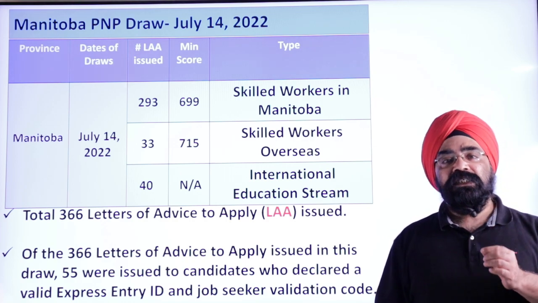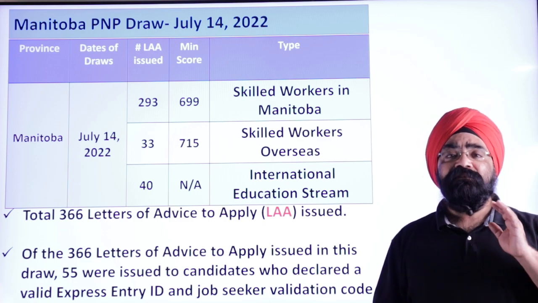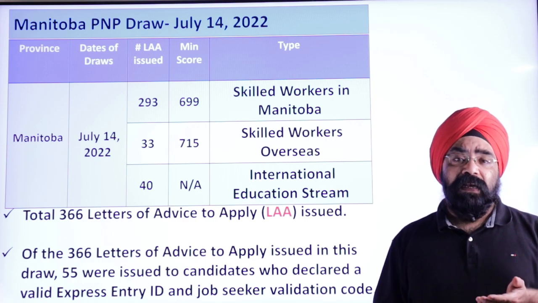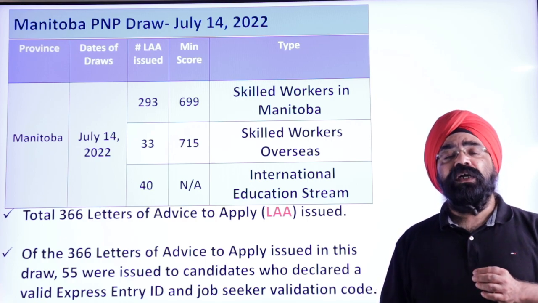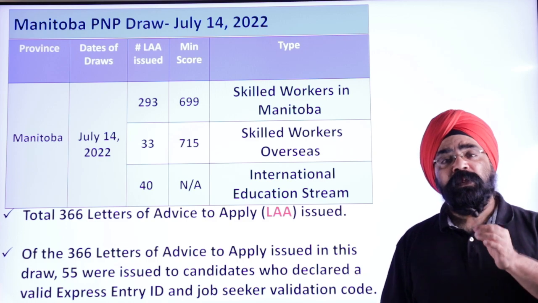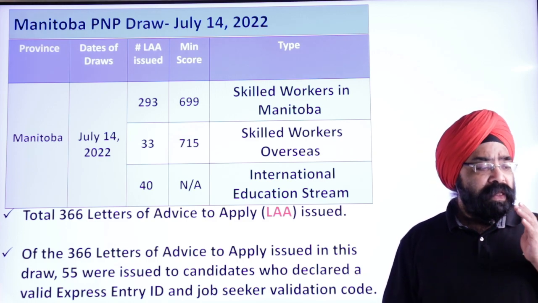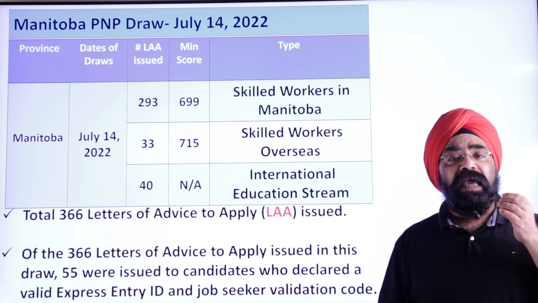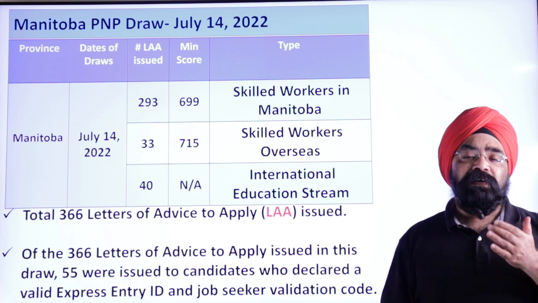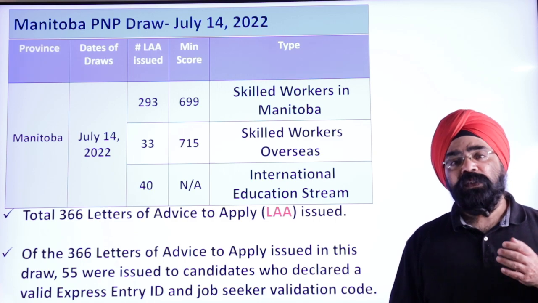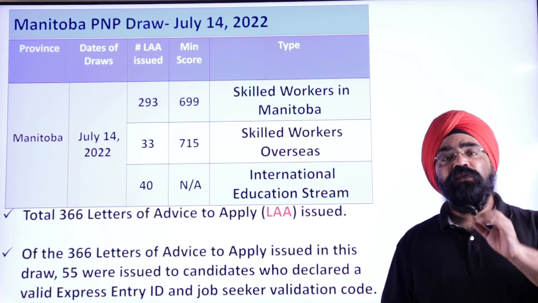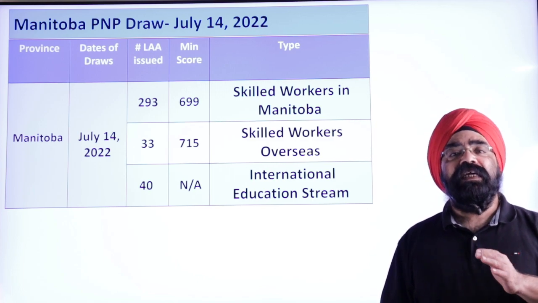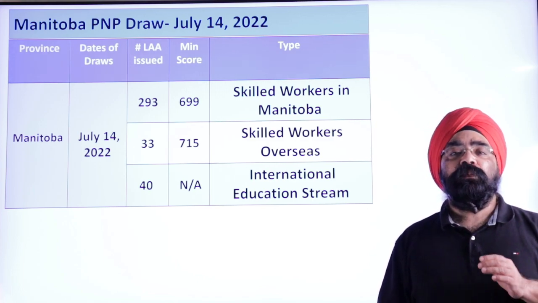So out of 366 people, 56 have an active Express Entry profile. So this is so important, to have a profile in the Express Entry system. 55 people have an Express Entry profile and an active job seeker validation code also. So that's why I always say, if you qualify, please do not hesitate to make a profile in the Express Entry system.